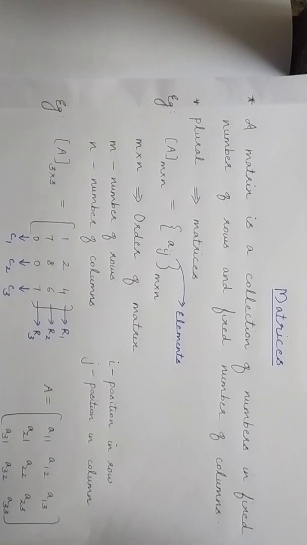What does A12 mean? Yes, A12. In A12, 1 represents the position in the row and 2 represents the position in the column. So here A12 is placed in the first row and in the second column. Now another example, A22. Where is A22 placed? Yes, A22 is placed in the second row and in the second column. That is why it is denoted as A22.